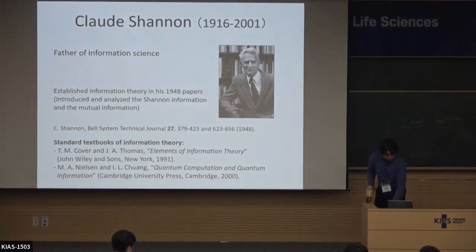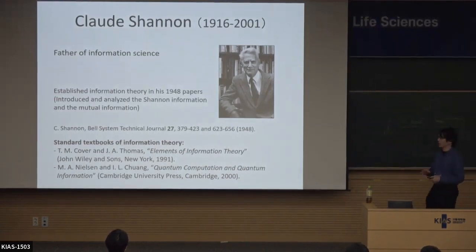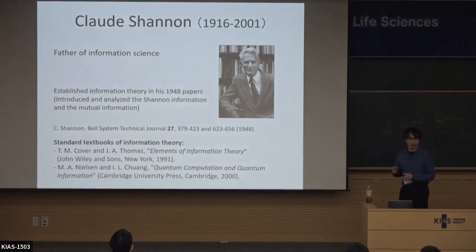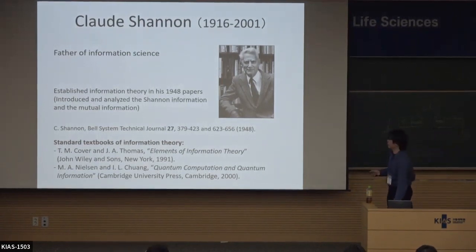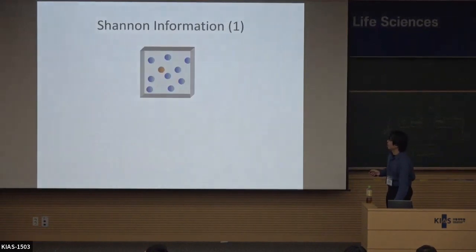Okay, so Shannon introduced two types of information contents. One is called the Shannon information or Shannon entropy, and the other is named mutual information. Both of them are very important in the dynamics of information. So I'll explain both of them from now.